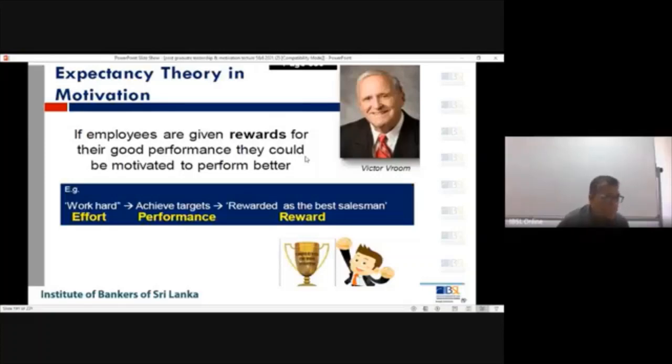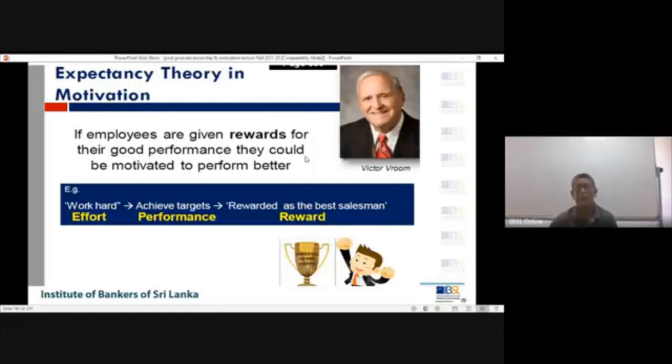Professor Victor Vroom was born in 1932, and he came up with this expectancy theory in motivation. Now, what he said is, if employees are given rewards for their good performances, they could be motivated to perform better. Simple, very simple thing.